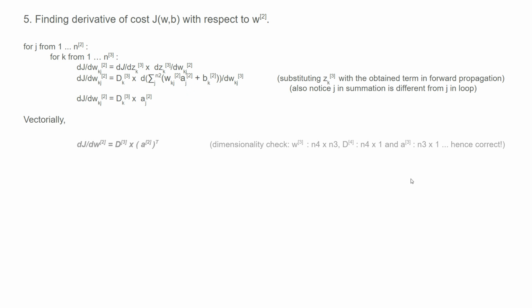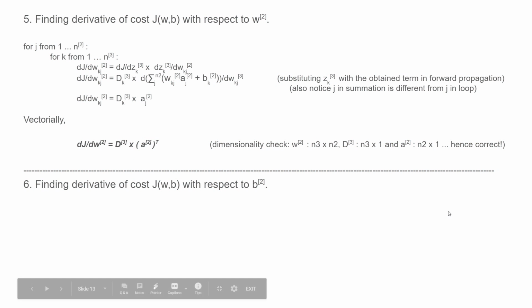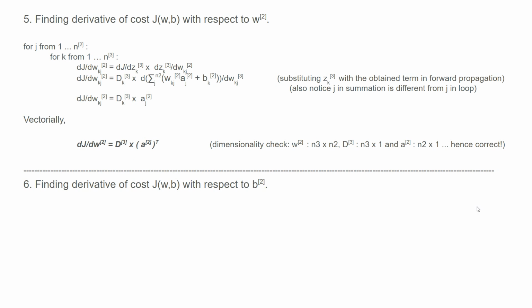Vectorially, we can represent it as dJ by dw2 equals d3 cross a2 transpose. We can see that the dimension of w2 is n3 cross n2, the dimension of d3 is n3 cross 1, and the dimension of a2 is n2 cross 1. Therefore d3 is n3 cross 1 and a2 transpose is 1 cross n2. So d3 into a2 transpose will be n3 cross n2, which has the same dimension as w2, that is n3 cross n2.